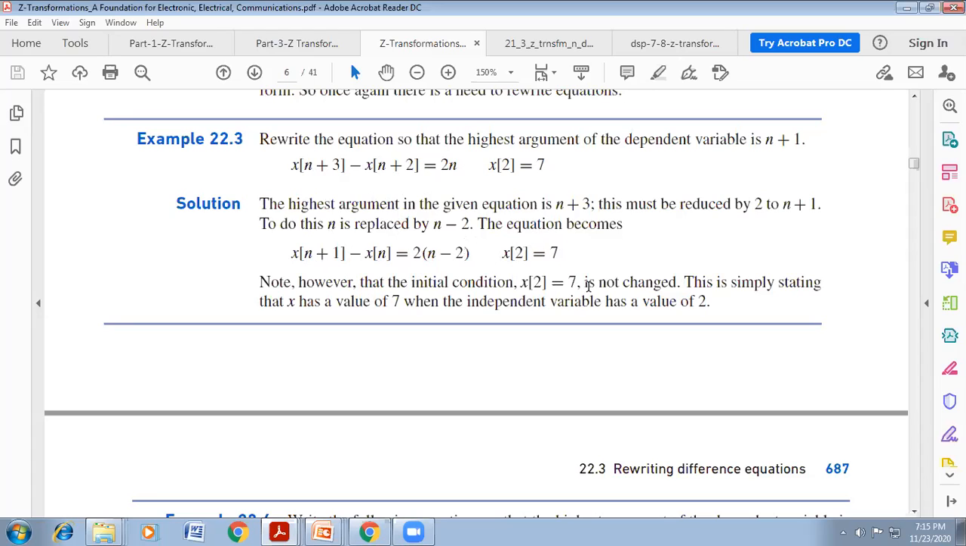However, the initial condition is not changed. This is simply stating that x has a value of 7 when the independent variable has the value of 2. Actually, this 2 is the independent variable value. For independent variable 2, the value of the dependent variable is 7. Just rearranging, replacing n.